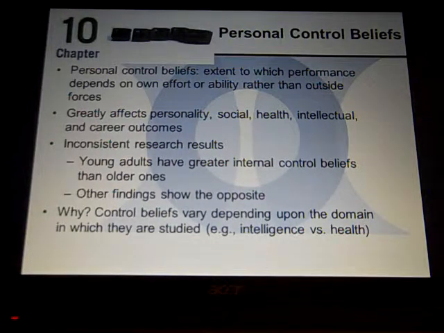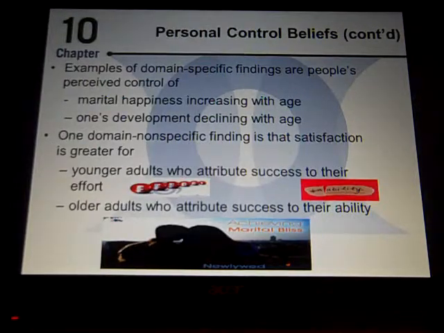Inconsistent research on this stuff. Young adults have greater internal control beliefs than older ones, but other findings show the opposite of that. Why? Well, control beliefs vary depending on the domain in which they are studied. Intelligence, health. Some young adults feel like they control their ability to be smart, to be intelligent, or they control their health. Others believe that they have little, if any, control over how they do in school, their grades, their intelligence, or their health. So the research is somewhat inconsistent.